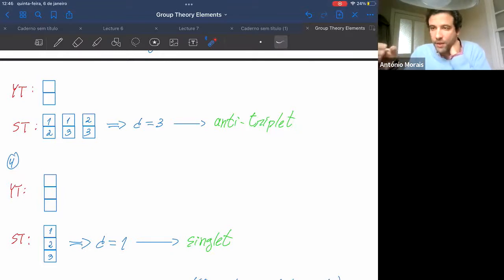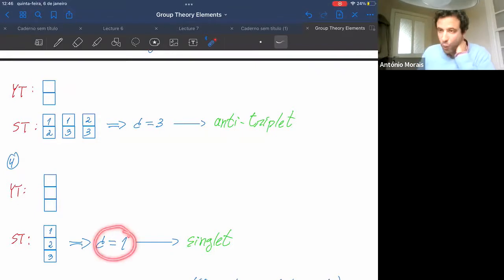And because it doesn't have to be consecutive, if n was like 4 or 5, you would have more possibilities for 3 columns. But in SU3, a column with 3 boxes only has 1 possibility. So the dimension of this representation is 1. So this is a singlet of SU3. And this is what you do when you contract quarks with color and anti-color. This is what it leads to.